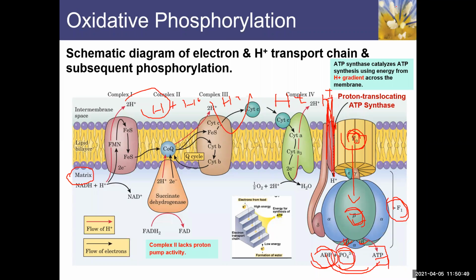All the girls are writing. I didn't see any boy writing an answer. Boys, where are you? What happens to that proton gradient once we have the proton gradient?